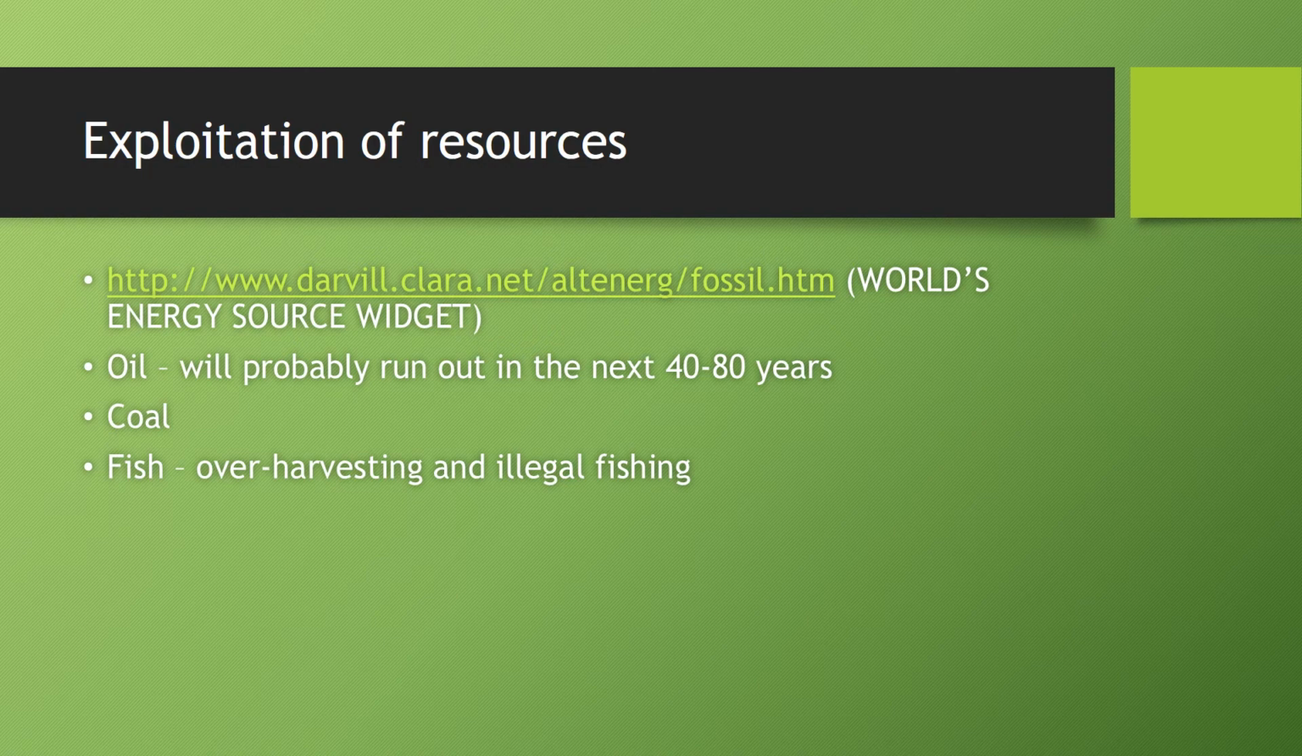When we're looking at resources being exploited, we're talking about things like oil, which they're predicting will run out in the next 40 to 80 years. The amount of oil that they've been finding has actually been reducing dramatically. Coal's also being exploited, and then we have a lot of marine life, so fish is being exploited by overharvesting, so taking too many, and also illegal fishing.